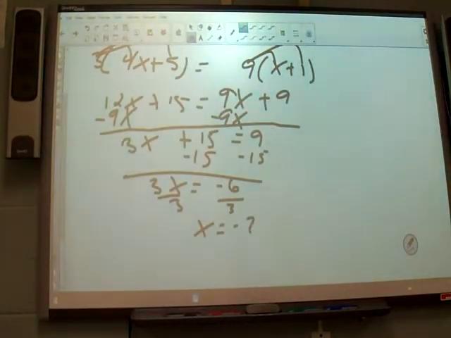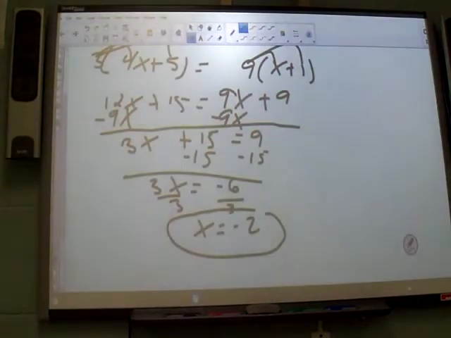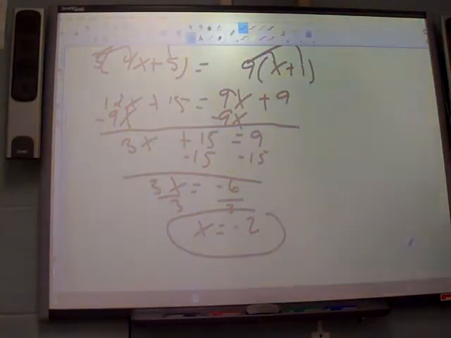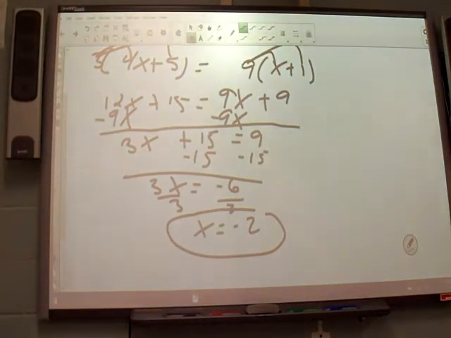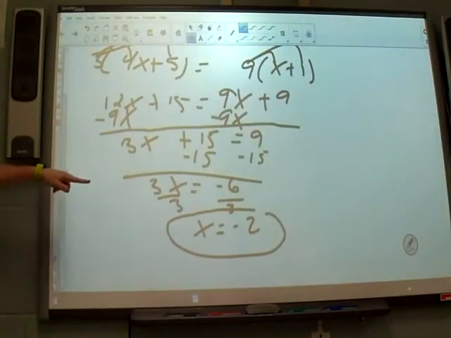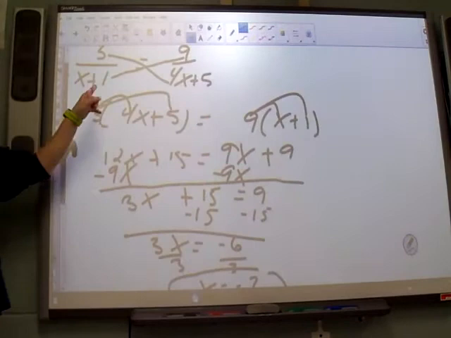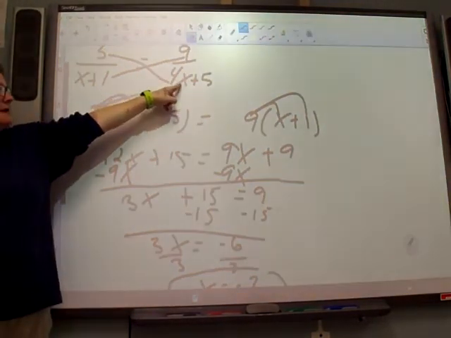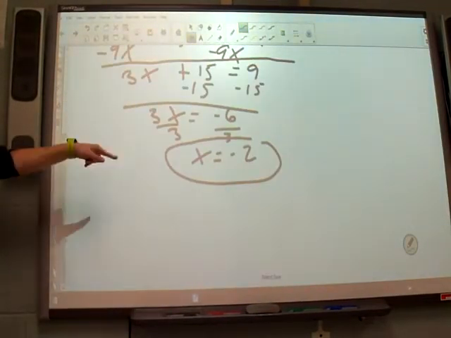Now, I'm not going to plug all these completely back in every time, but you got to remember when we started this unit, rational means a fraction. And what kind of number can you never have on the bottom of a fraction? 0. So I'm just going to check real fast and make sure that negative 2 won't make either of these bottoms be 0. Negative 2 plus 1, that's not 0. 4 times negative 2 plus 5, that's not 0. Okay, so we're good. Negative 2 is our answer.